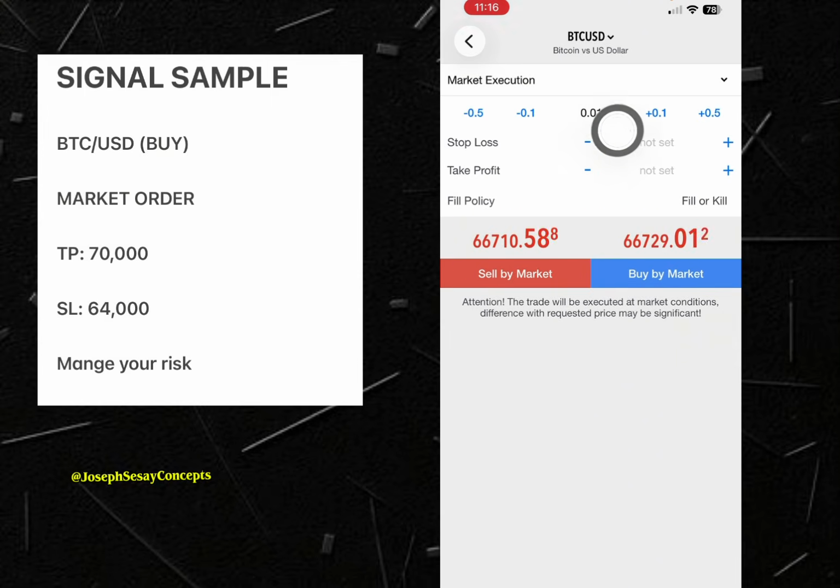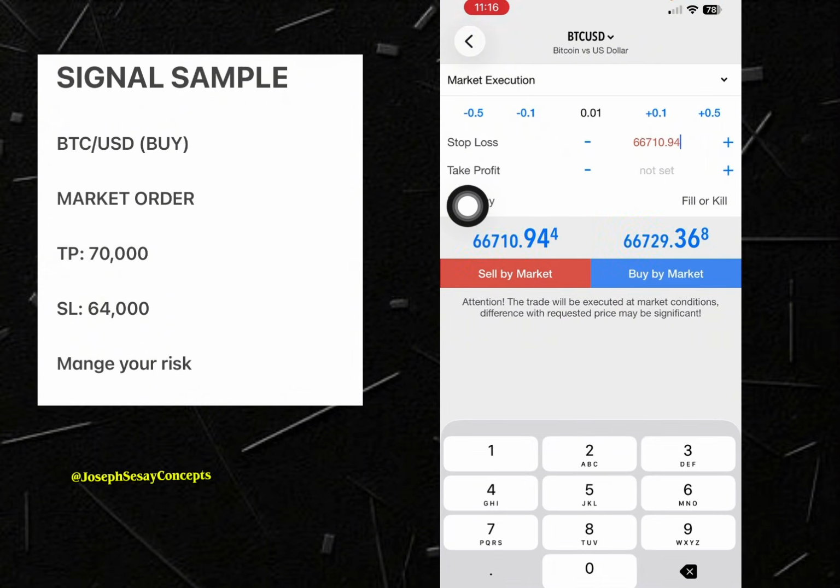Okay, so you are seeing here stop loss, take profit. Now they send you your stop loss and take profit. So the stop loss here is 64,000. You take off this one and enter 64,000. For take profit, you enter what is being shared with you. So the take profit here is 70,000. Okay, then you see here, this is where you enter your lot size or your volume.